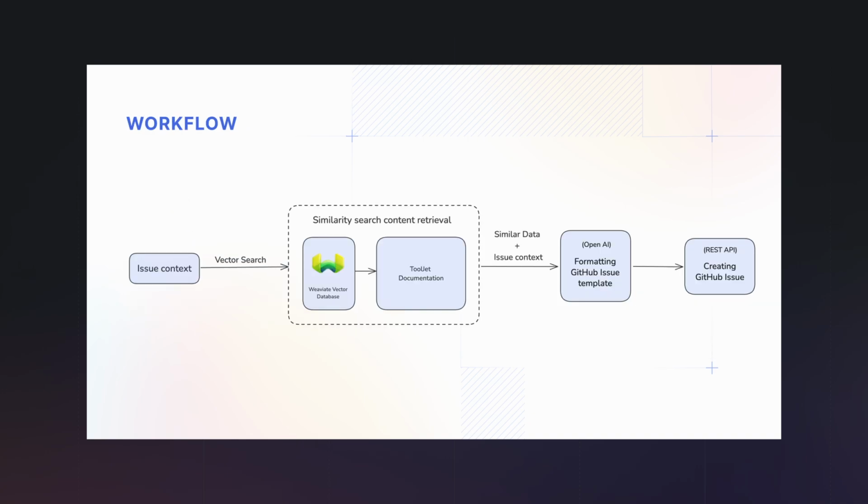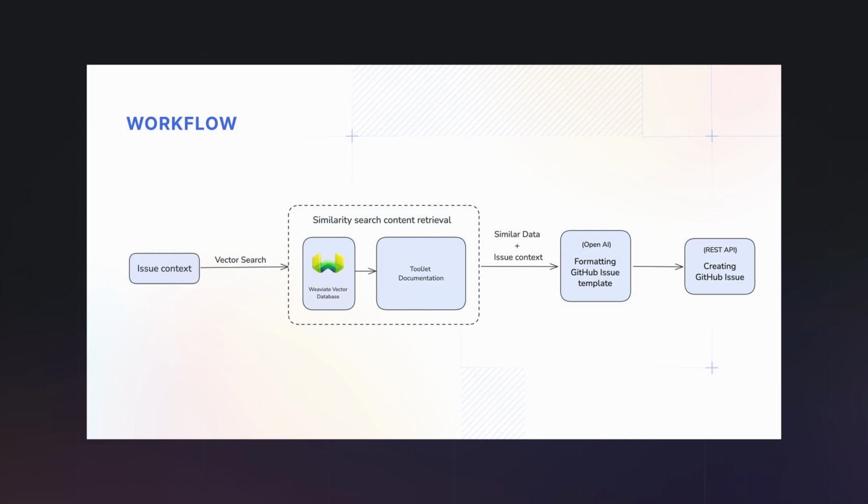So once we get the issue context from the chat component in the app builder, we will pass that context to the vector database. We have set up a Weaviate vector database which has all the chunks of ToolJet's documentation. So this will give us all the relevant information which will help us to get more context over the issue and take the right decisions of adding proper labels or the proper format.